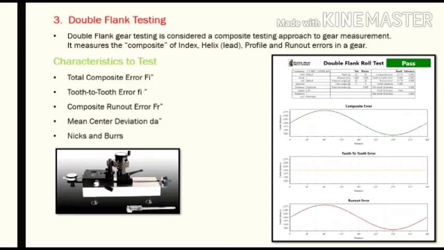After that, composite runout error Fr. Runout error is measured by indicating the position of a pin or ball inserted in each tooth space around the gear and taking the largest difference. In simple language, the figure is shown. It is a graph of runout error, and the difference between the highest point and the lowest point is the runout. Simple, like it. Mean center deviation.